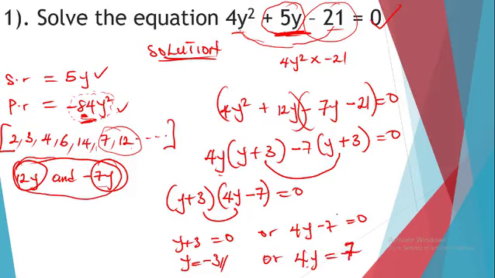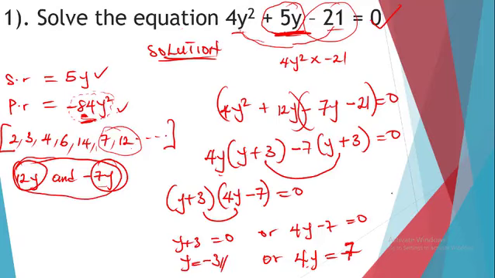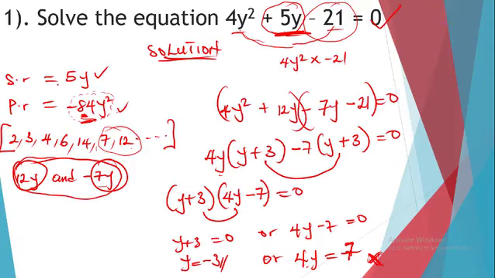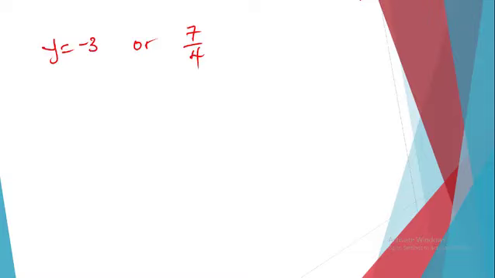Let's go over to the next page. We have y to be equal to minus 3, or y equals 7 over 4. So the 2 values of y in the given equation, 4y squared plus 5y minus 21, are minus 3 and 7 over 4. Okay, one more example.